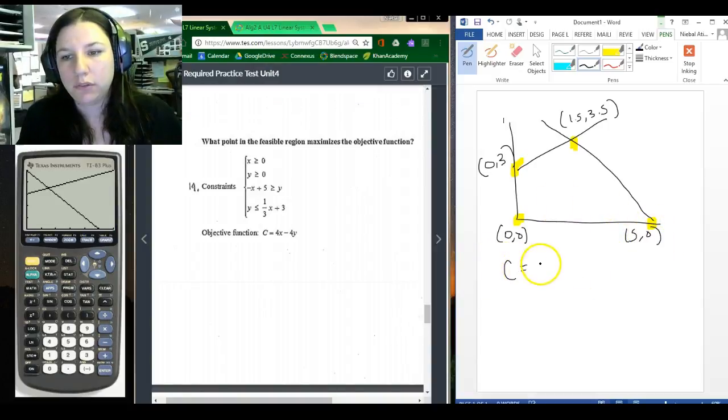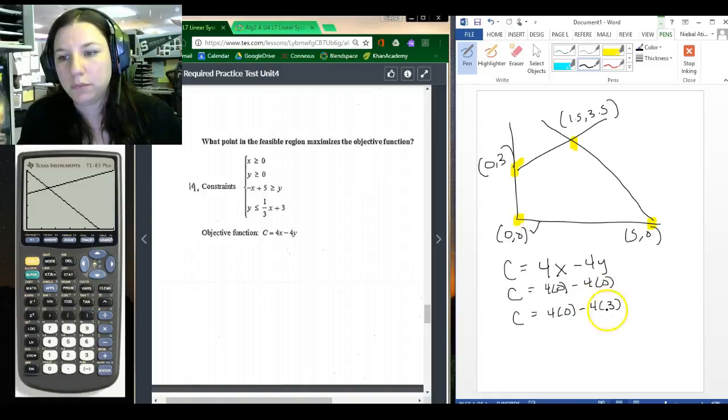So we have our cost function. We're looking for that maximum. So 4 times 0 minus 4 times 0 for this point. 4 times 0 minus 4 times 3 for this one. 4 times 1.5 minus 4 times 3.5 for this one. And we've got 4 times 5 minus 4 times 0.